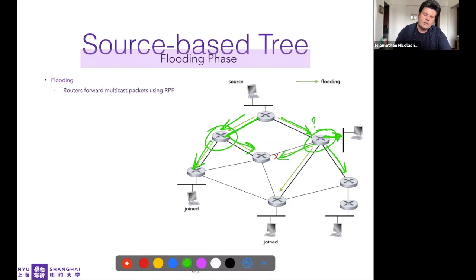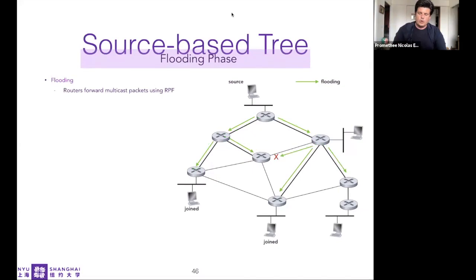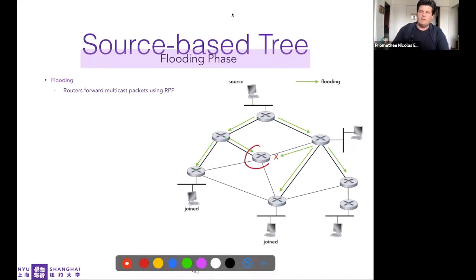So now let's get into this guy here. This guy received 2 packets. Which one is the shortest path? Is it the left, east, or west? Once again, this guy is receiving from the left and the right. What is the shortest path to the source? Do you remember? Is it left or right?